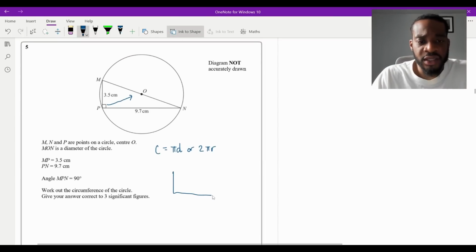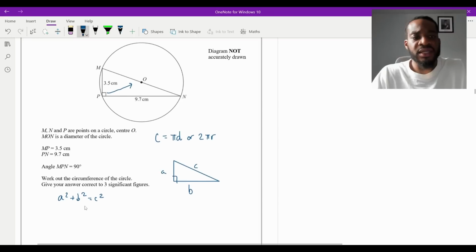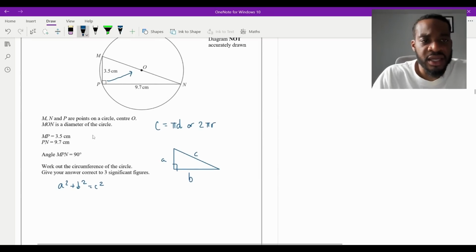So remember Pythagoras' theorem. The longest side is always C, the hypotenuse. This is C, and then this could be A or B. Pythagoras' theorem states that A squared plus B squared is equal to C squared, right? So with that being said, I'm going to say then that A is 3.5. So it's going to be 3.5 squared plus B, which is 9.7 squared. And that's going to equal C squared, if I just follow this here.